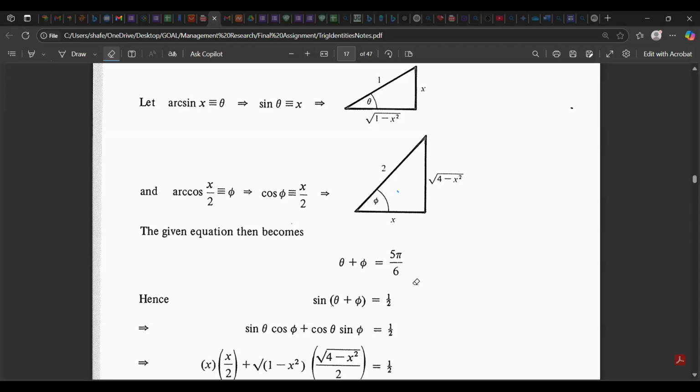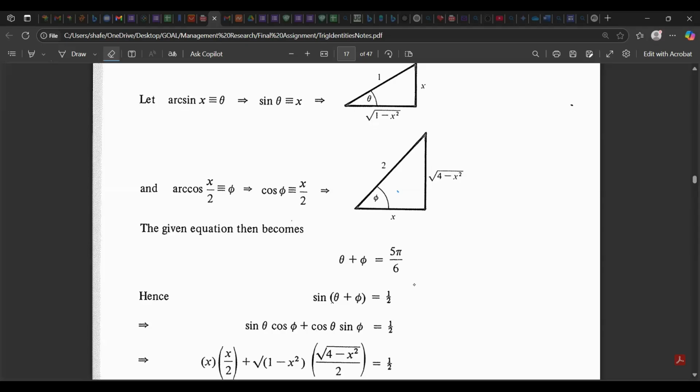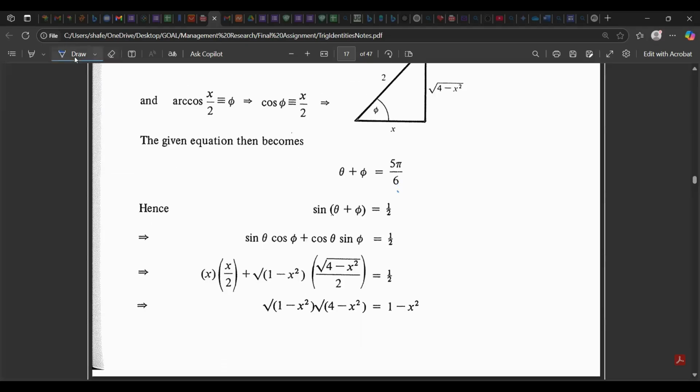So good. Now that we've got this, all we have to do is take the sine of both sides, right? You don't have to take the sine of both, you can take the cosine of both sides too. But this author chose to find the sine of both sides. So the sine of theta plus phi equals the sine of pi over 6. The sine of pi over 6 is a half. So now you use your compound angle identity and expand this, and you get this.